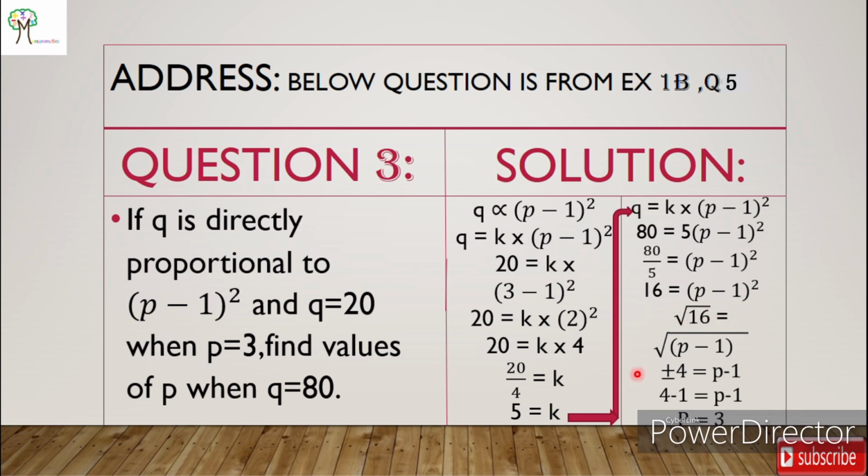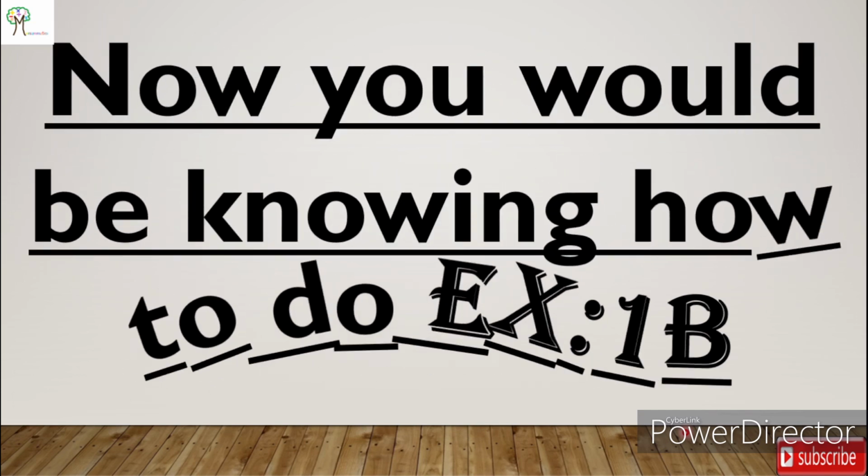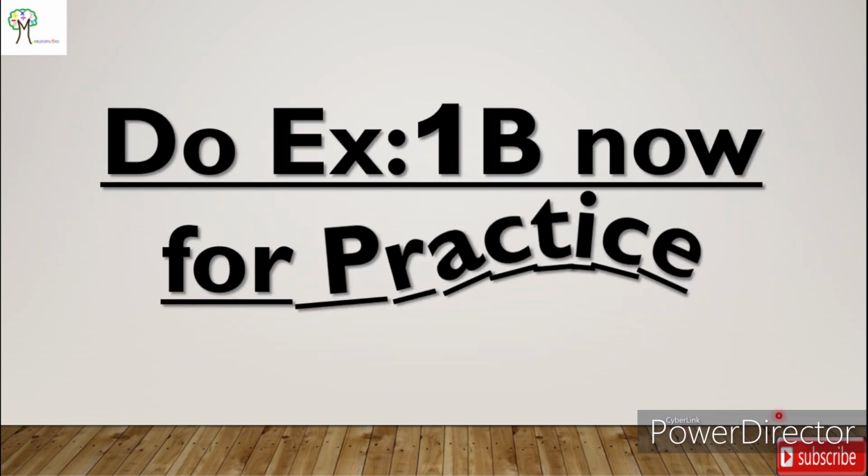And now we will take the square root on both sides. 16 would have a square root, and p minus 1 also has a square root. Now the answer would be plus minus 4 is equal to p minus 1. Now we will add 1 on both sides, and now the answer came 3. Now you would be knowing how to do exercise 1b. Do exercise 1b now for practice.